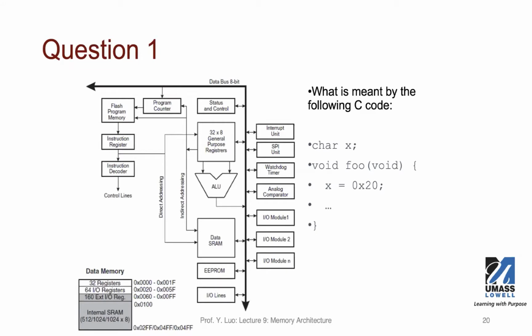So in the next few slides, I have a few questions, and I would like you to think to answer the questions related to the memory allocation for these variables. The first question is based on the program here. We have character x, that's how we declare this variable. And also we have a function foo, and inside the function, we assign 20 to x.